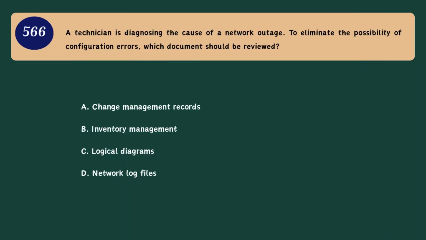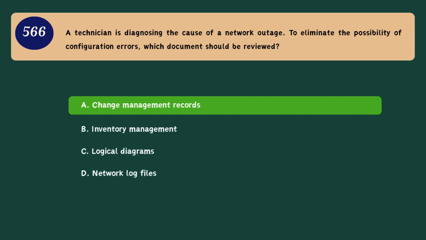Question 566. A technician is diagnosing the cause of a network outage. To eliminate the possibility of configuration errors, which document should be reviewed? A. Change management records. B. Inventory management. C. Logical diagrams. D. Network log files.